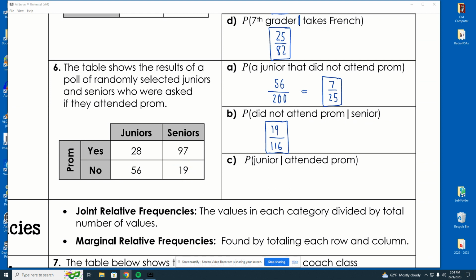Last one. What's the probability that it's a junior, given that they attended prom? So they did attend prom. This is the category that I'm looking at. The 28 plus the 97 is 125 people. Now, out of those 125 people who attended prom, how many are juniors? 28. So 28 out of 125. And there we have it. I don't think that one reduces.